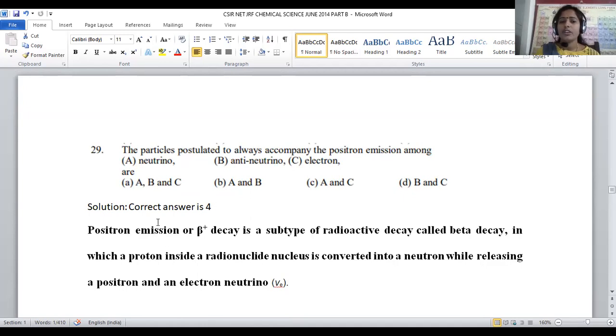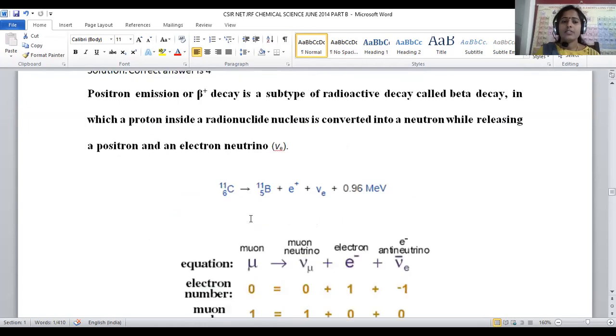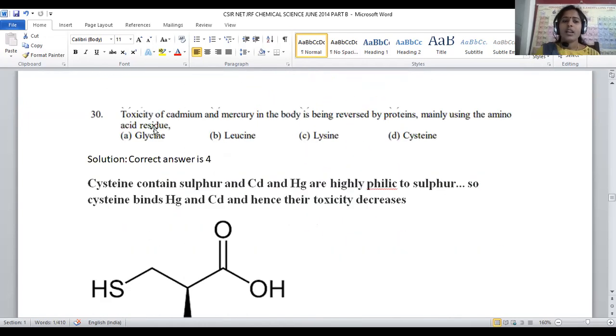This is a question related to nuclear chemistry, right? Let us move on to question number 30. Toxicity of cadmium and mercury in the body is reversed by a protein mainly using an amino acid residue. Glycine, leucine, lysine, cysteine. Which amino acid is used to absorb this cadmium and mercury and make them non-toxic? In general, cadmium and mercury are metals.